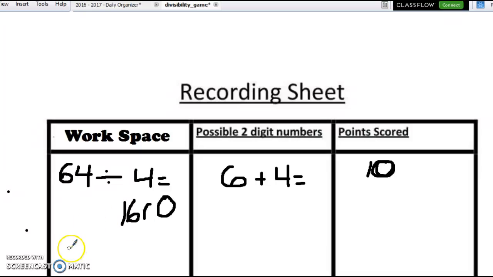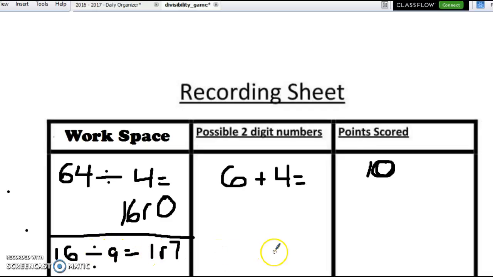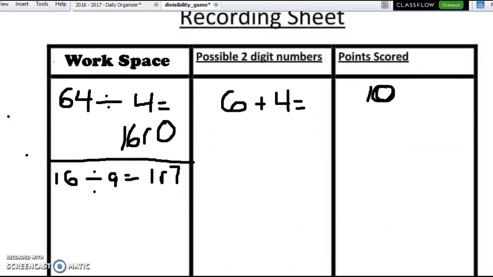Plug that information onto your answer sheet. So you may want to draw a line to separate between you and your partner. Again, the fact that you are doing 16 divided by 9, and your answer is 1 with a remainder of 7, in this case means because it is not divisible, I don't earn any points. You're hoping first that it's divisible, and if it is, like it was in our first example, you score the points by coming up with the sum of the 2 digits in your dividend.